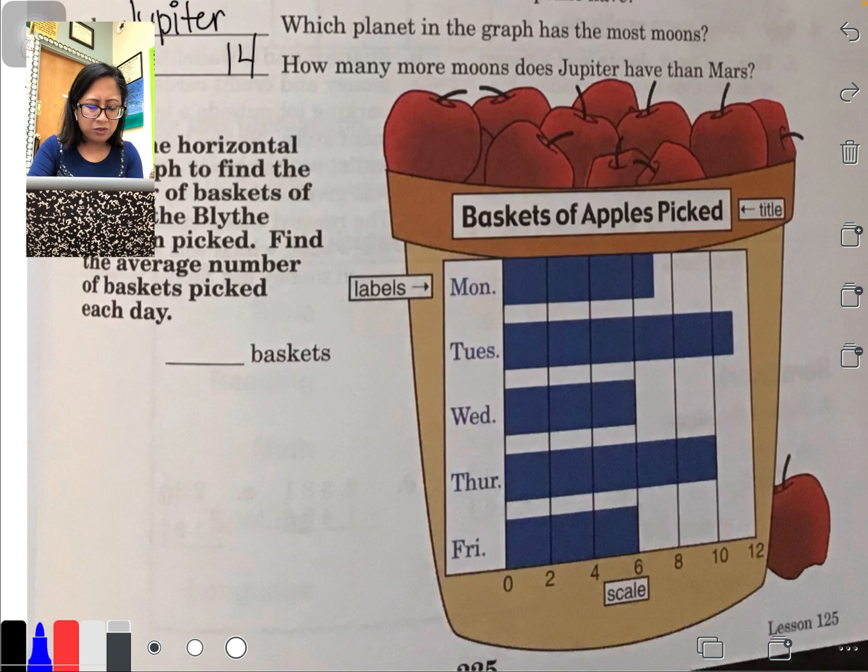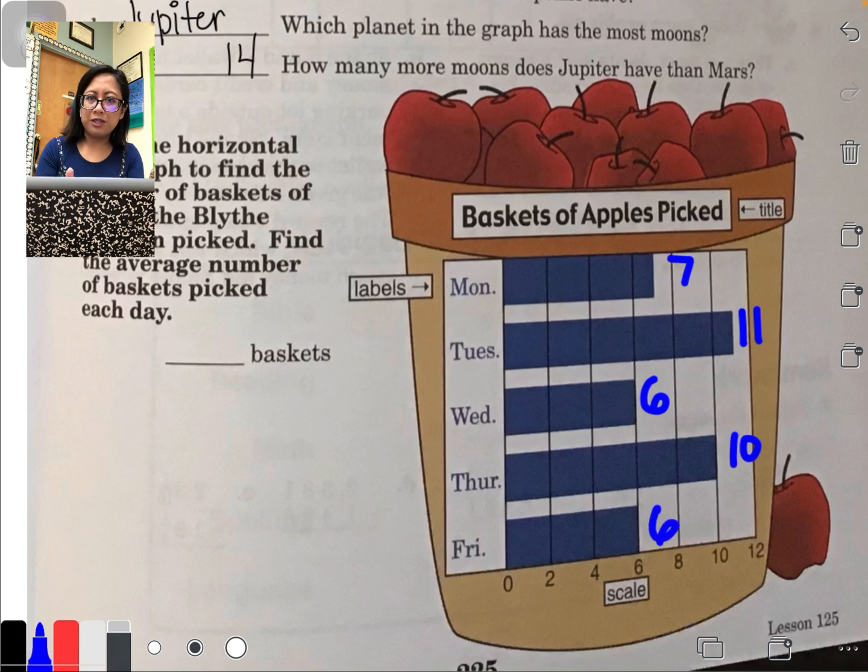Do you see that? I'm going to use blue. They go in between here, 6 and 8. So what's the number between 6 and 8? It's pretty much 7. So for Monday, maybe they picked 7 baskets of apples. On Tuesday, as well, look, they're in between 10 and 12. So that means they're picking 11, because the number between 10 and 12 is 11. Wednesday, they've got 6 baskets picked. Thursday, they have 10. And Friday, they have 6.